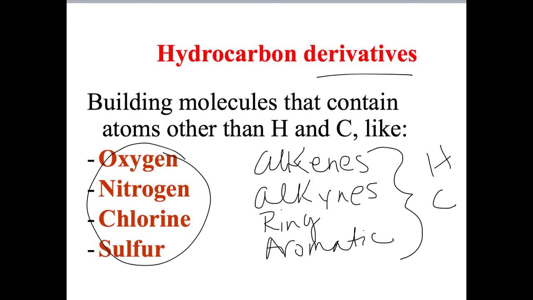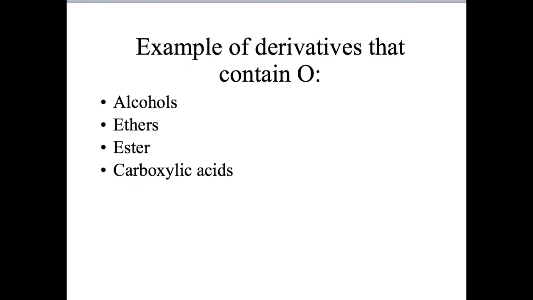and sulfur. In our next set of notes, we are going to be talking about a group of derivatives that just contain oxygen. And so alcohols, ethers, esters, and carboxylic acids are these huge groups of substances, other builder molecules that contain oxygen. And we'll take a look at those in section C6 in our notes.